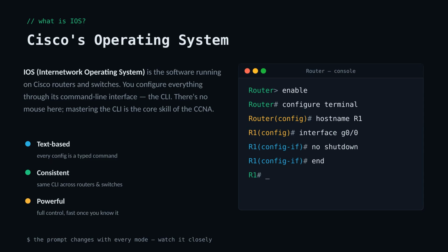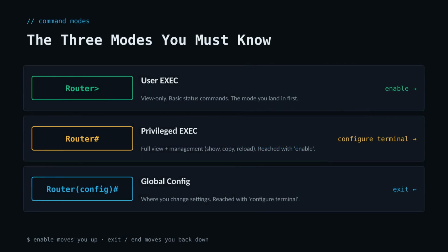Keep an eye on the prompt on the right. Notice how it shifts from a greater than to a hash to config to config-if. That prompt is your compass. It always tells you exactly where you are. Let's follow that compass through the 3 modes you'll live in every single day.